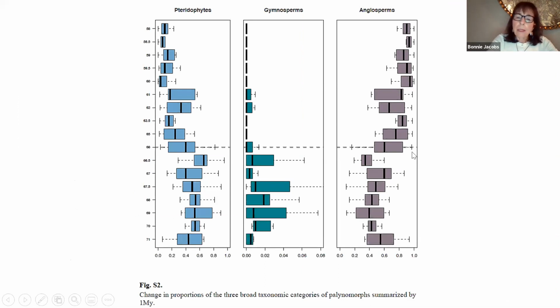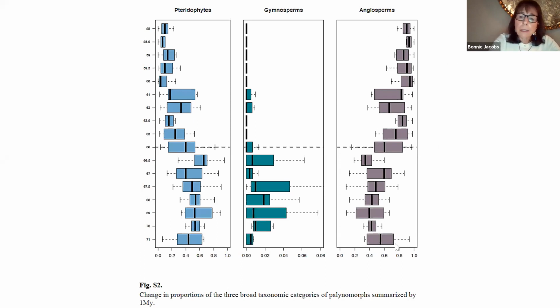They show that, well, first of all, let me explain this diagram. This is a change in the proportions of three broad taxonomic categories of palynomorphs, that would be pollen and spores, summarized in 1 million year bins. And these are the angiosperms. I'm going to move mine. So here are the flowering plants. The middle column is gymnosperms, and the left-hand column is pteridophytes, that's ferns. This dotted line here marks 66 million years ago. That's the time of the impact. That's the time of the big extinction event.